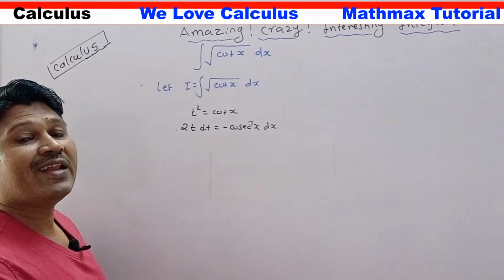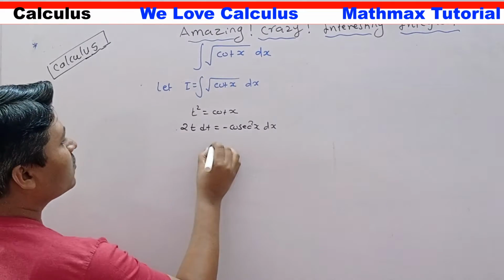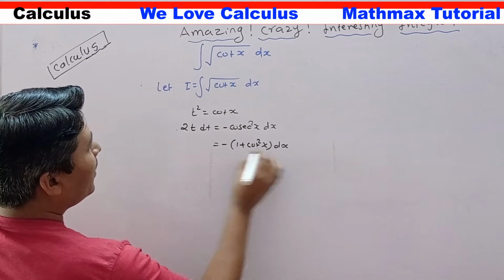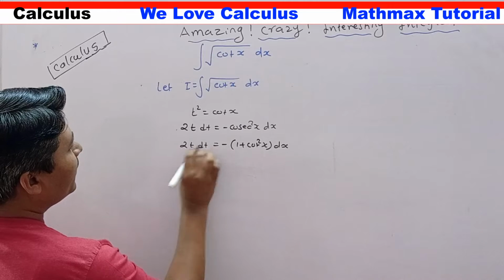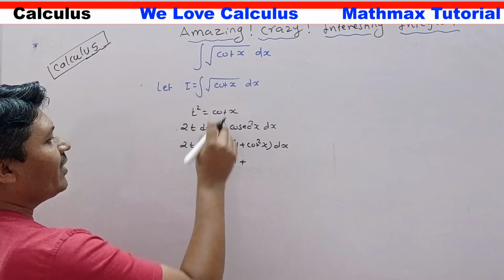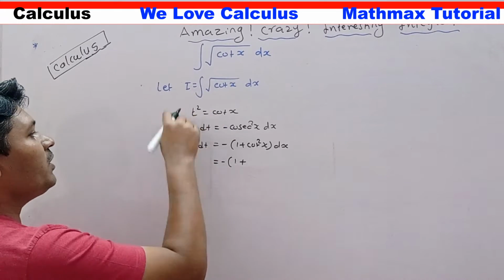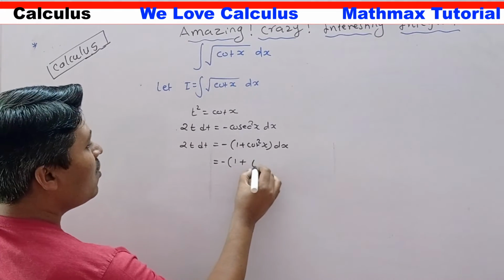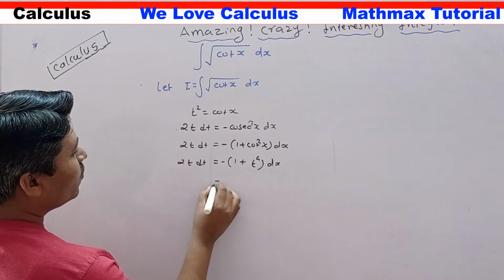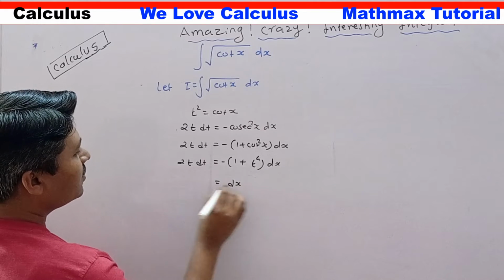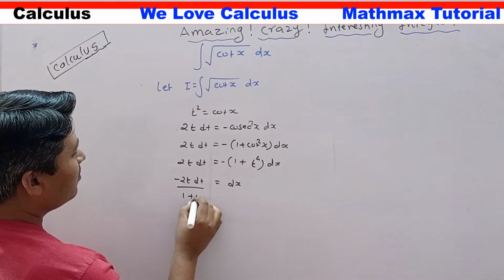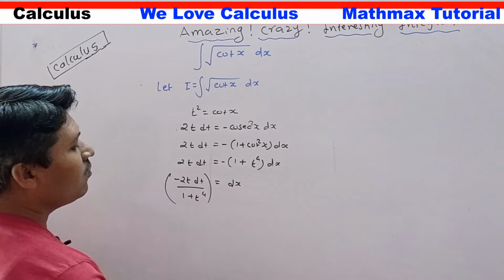Then we know that cosec square x is equal to 1 plus cot square x. Then minus 1 plus cot square x dx, and here 2t dt. Then cot x is equal to t square, so cot square x is equal to t raised to 4. We want dx, so dx is equal to minus 2t dt divided by 1 plus t raised to 4.